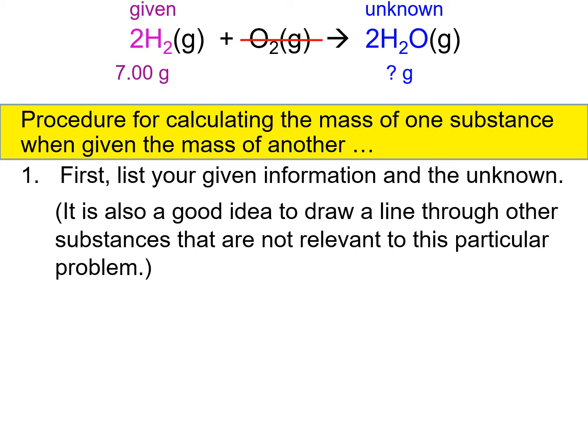Now, it's a good idea to draw a line through any other substances that are not relevant to your problem. You need them to balance the equation, but you do not need them in order to solve the rest of this problem. So if I were you, I'd mark through them so that you don't focus on them.